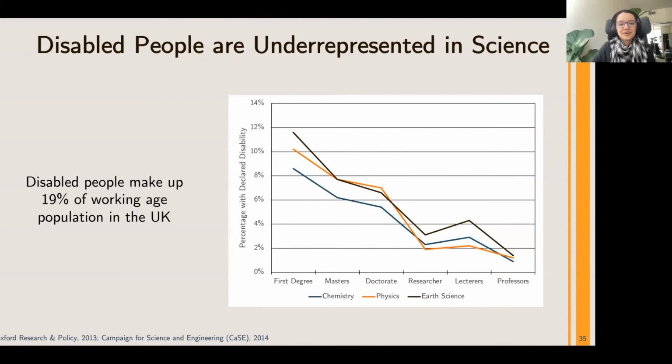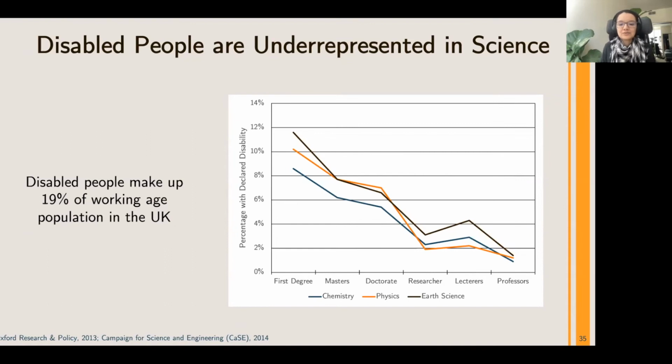So disabled people are underrepresented in science. That's just plain and simple. Even though 19% of the working age population is disabled in the UK, they make up less than 12% of the student population across all physical science disciplines. And this percentage drops off dramatically as you go up the academic ladder. I'm showing the statistics here for chemistry, physics, and earth science. And we go down from 12% in the student population to less than 2% of professors.